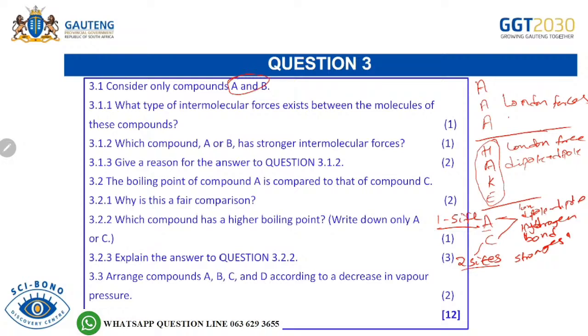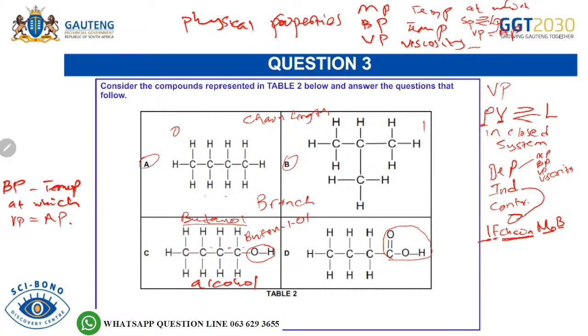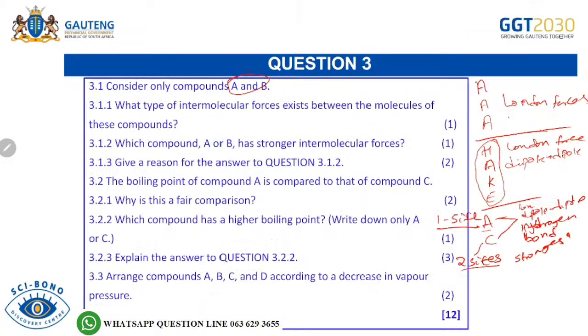So in this question, they said you are given compound A and B. What type of intermolecular force exists between the molecules of these compounds? You have to know that A and B, if you look at them, are all hydrocarbons. They are all alkanes, so you will know they have London force. If you know this, you will collect your mark for saying they all have London force.